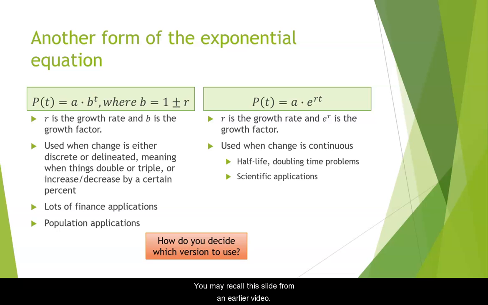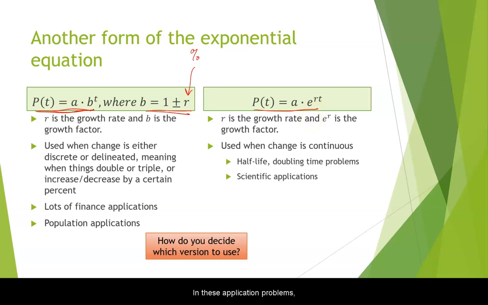You may recall this slide from an earlier video. We have two forms of an exponential equation. In one of the forms, we have a base b, and this base can be represented as 1 plus or minus the growth rate. This growth rate is usually written as a percent change. We also have this form. The population, or whatever it is, equals some initial value times e to the rt.